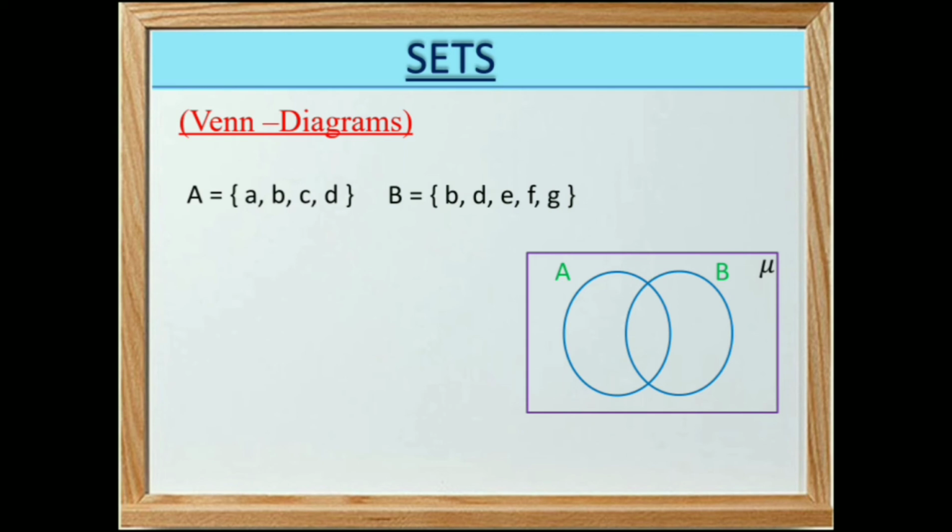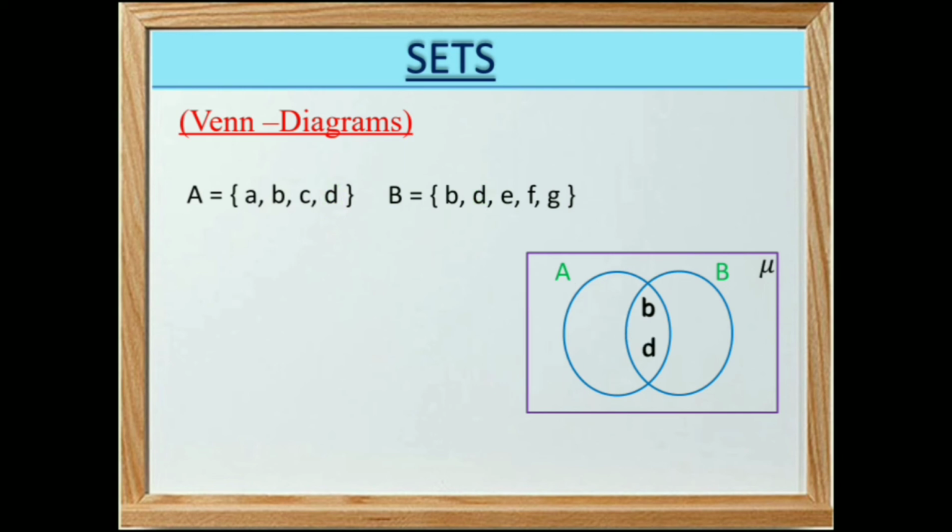Then in set A, the elements are a, b, c, d, and in set B the elements are b, d, e, f, g. In these two sets the elements b, d are common. These elements are present in A as well as in B. So we have to represent these common elements in the common area of the overlapping circles. Here I am representing, observe children, b and d, like this we have to represent.